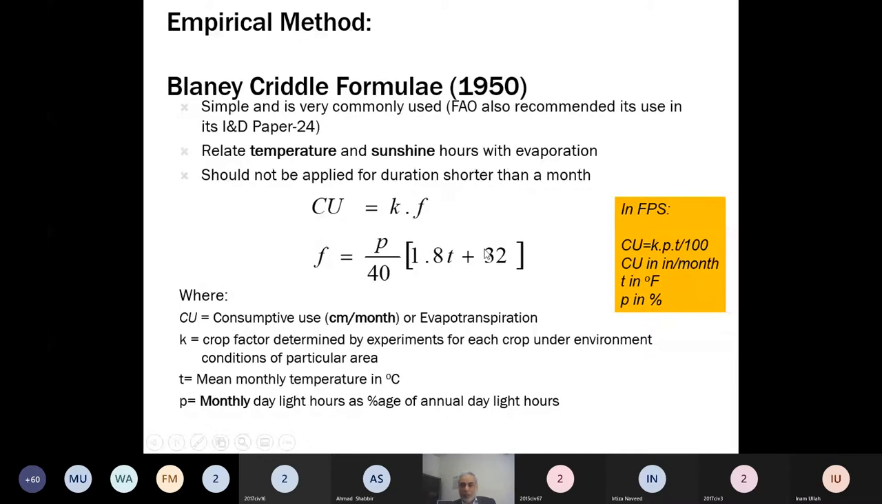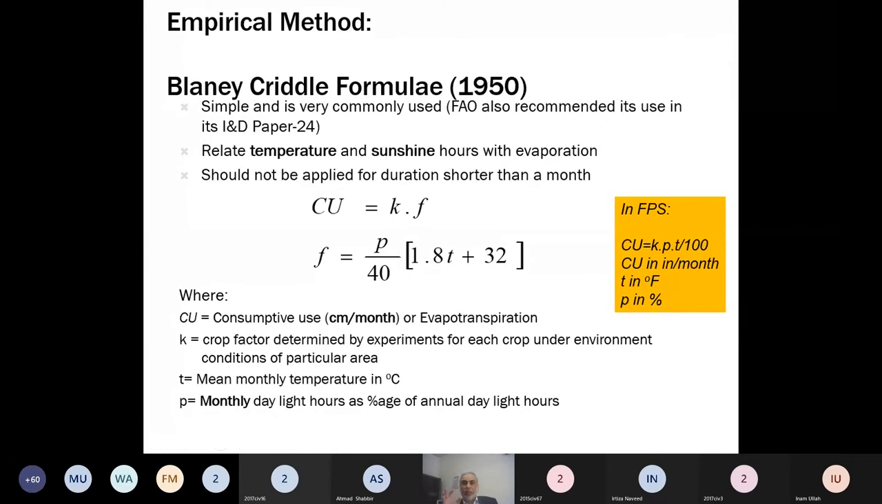Now because we are working in the SI system, it has to be changed a little bit. So this is now P over 40 into 1.8 T plus 32. T is in centigrade, and P is a percentage, which does not depend on the system. So only temperature has been changed to centigrade. And the output of consumptive use through this formula will be in centimeters.